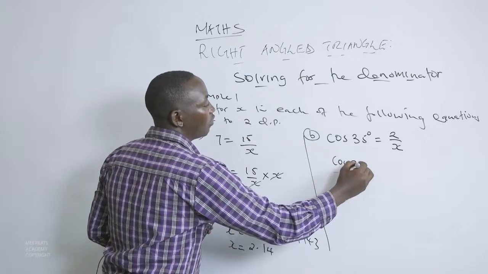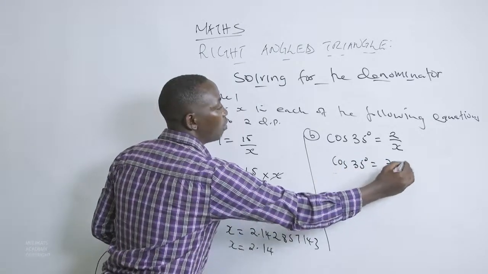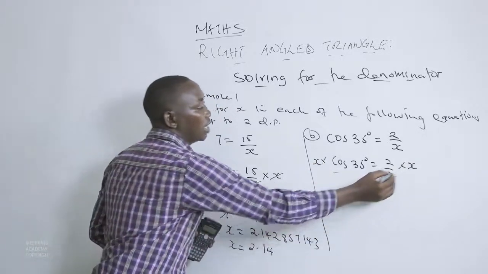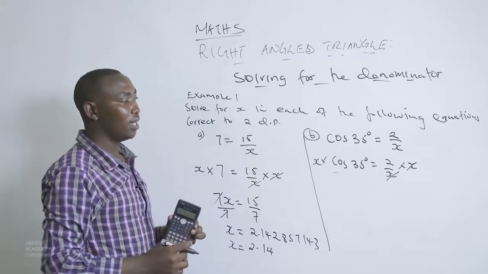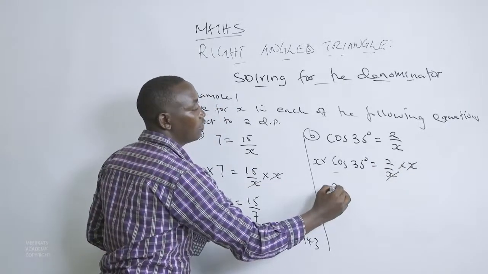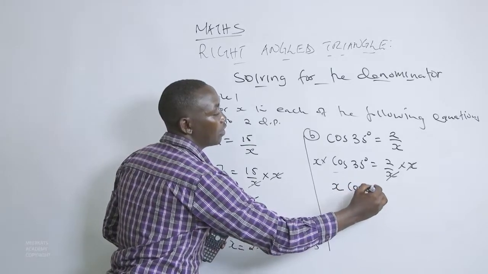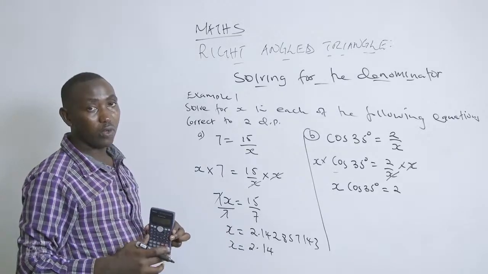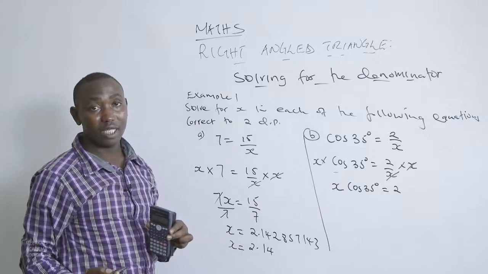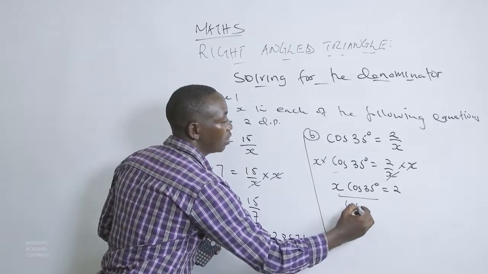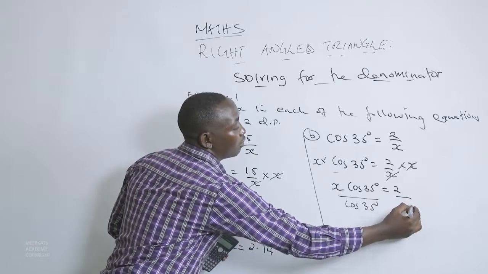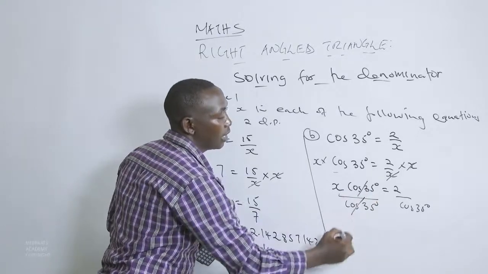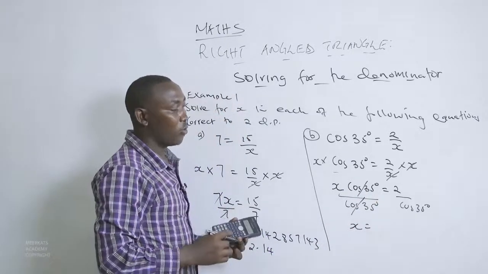That will give us x cos of 35 degrees is equal to 2 all over x times x. We multiply the right hand side with x, also the left hand side with x. X and x will cancel on the right hand side, leaving us with 2. And therefore on the left hand side we shall have x cos 35 degrees is equal to 2. Now for you to be able to get the value of x, we need to divide both sides by the cosine of 35 degrees. That is all over cos 35 degrees, all over cos 35 degrees. And therefore, this and that will cancel on the left hand side, leaving us with x.